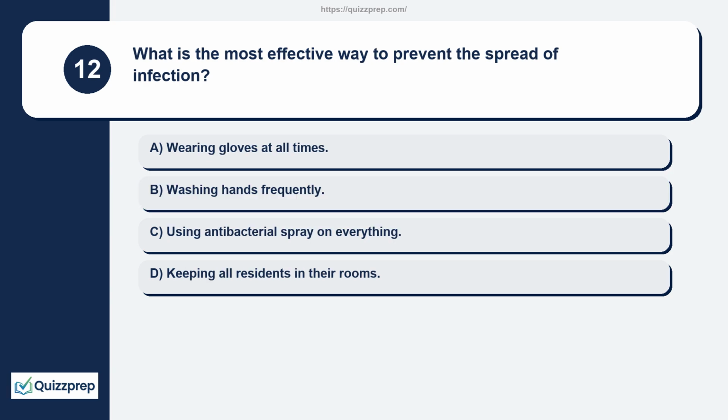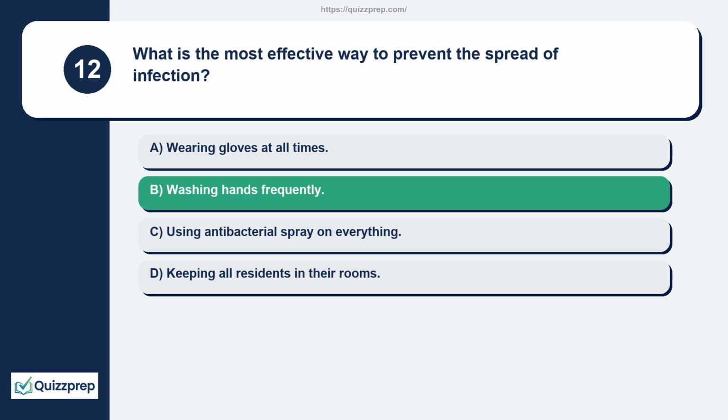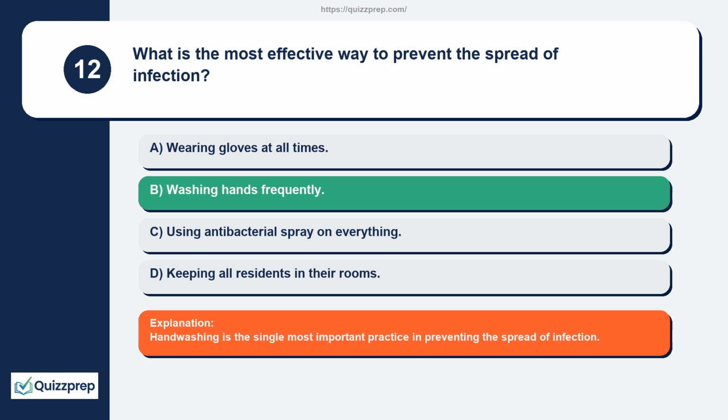Question 12. What is the most effective way to prevent the spread of infection? Wearing gloves at all times. Washing hands frequently. Using antibacterial spray on everything. Keeping all residents in their rooms. Hand washing is the single most important practice in preventing the spread of infection.